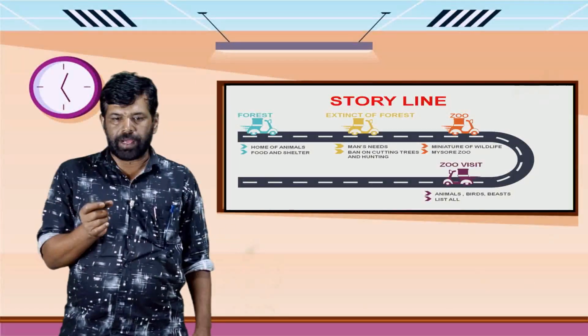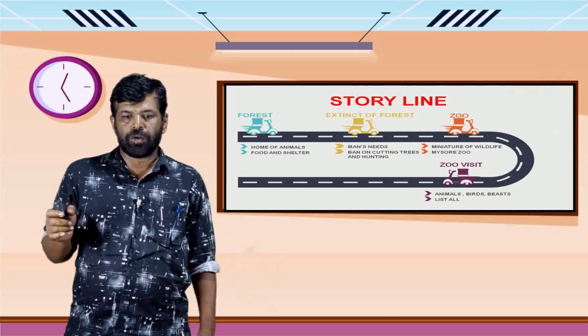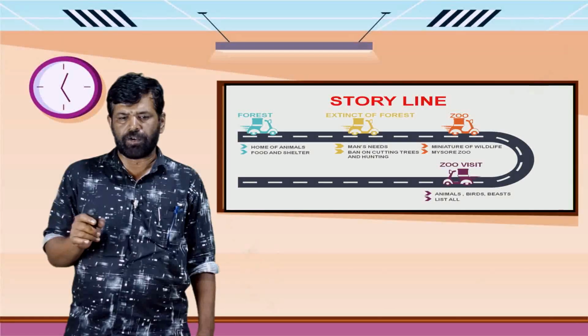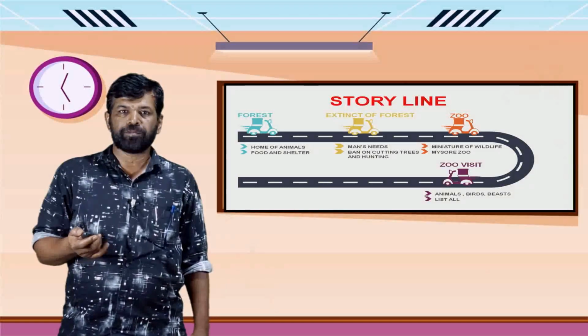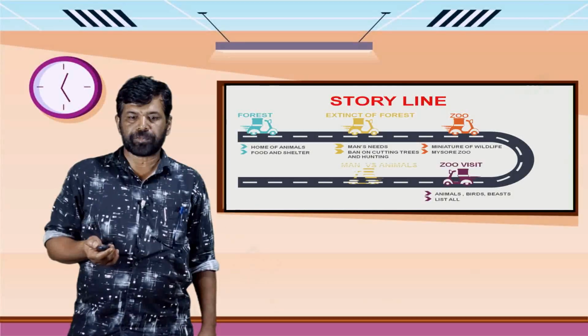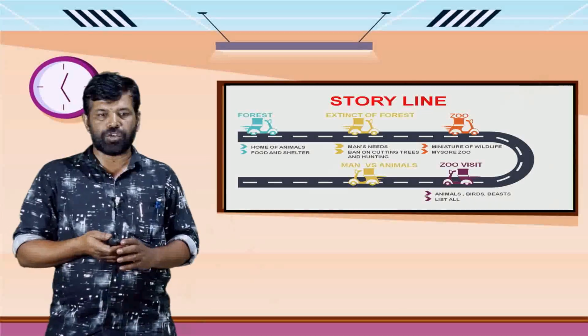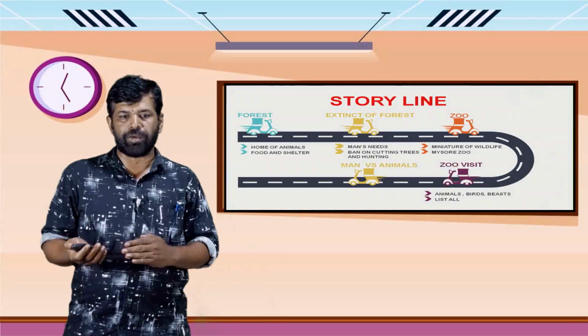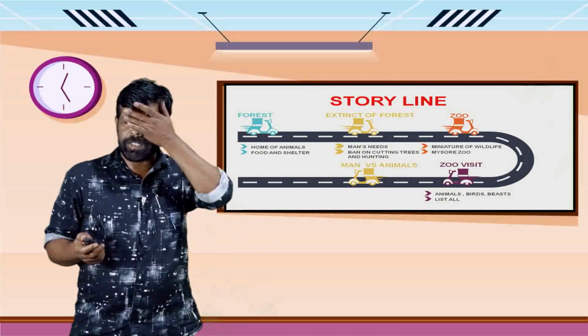You can make an activity here. You can list all the animals, the bees, birds, and insects, everything. You can make a list so that you will be familiar with forest life. Next, since centuries it has always been man versus animals, wild versus man. So this is going on. It is a debatable issue nowadays.